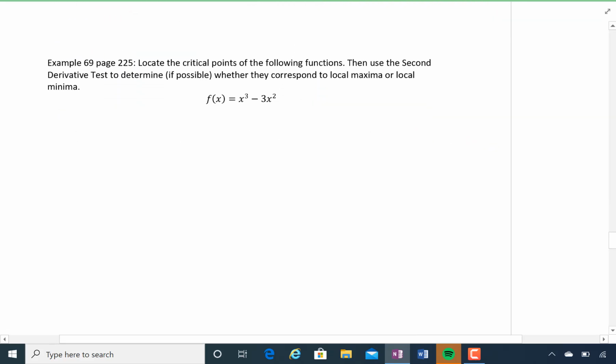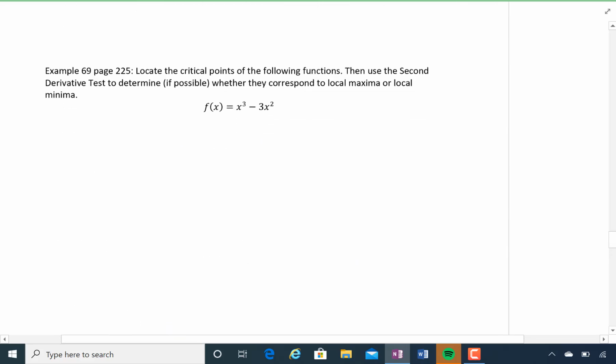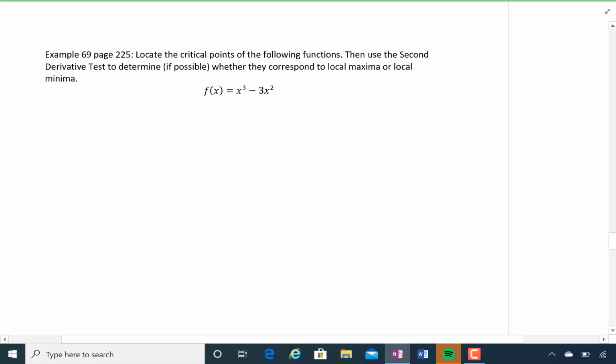Okay. So read through these directions and let me solve one more problem for you. It says, locate the critical points of the following function, then use the second derivative to determine whether they correspond to local maximum or minimum. Okay, so let's do it.